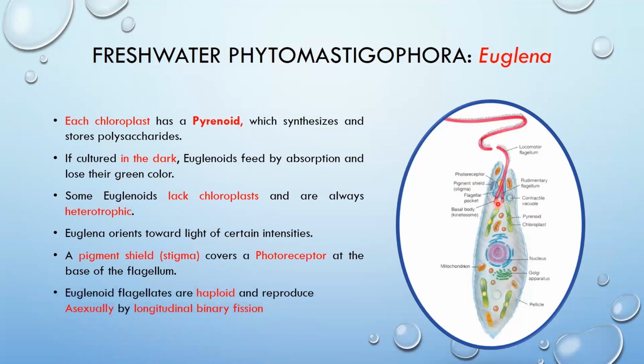Euglenoid flagellates are haploid and reproduce asexually by longitudinal binary fission. Sexual reproduction is unknown in case of Euglena.